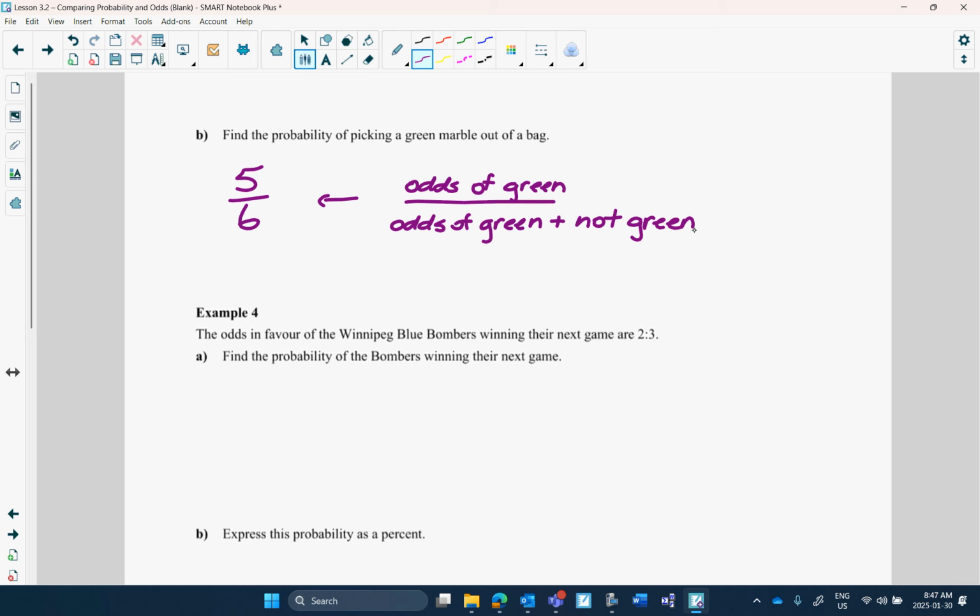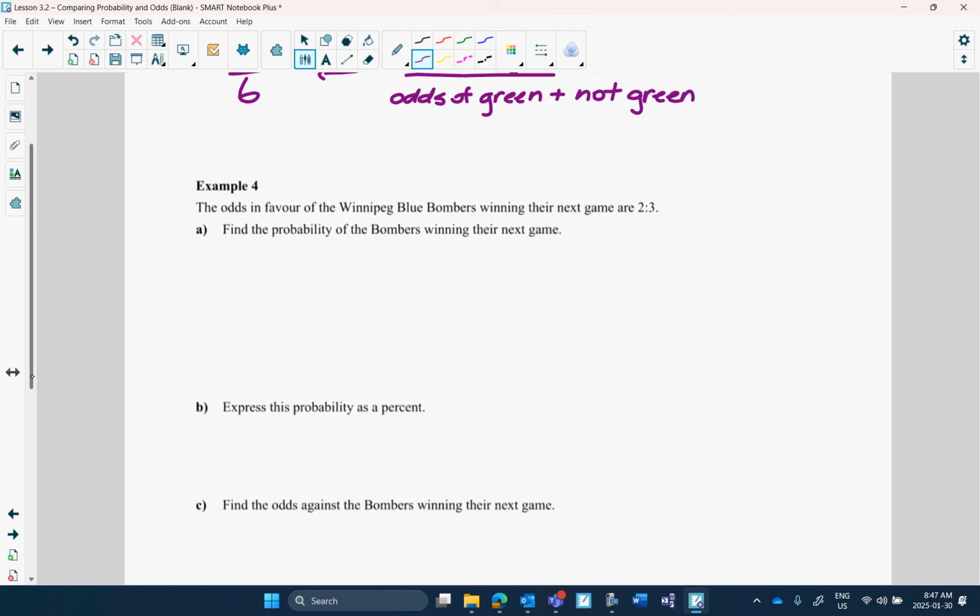The odds in favor of the Blue Bombers winning the next game are 2 to 3. What's the probability of them winning? 2 to 5. So it'll be 2 over 2 plus 3, which is 2 out of 5, 0.4, 40%. All of those are correct. And I just added B.